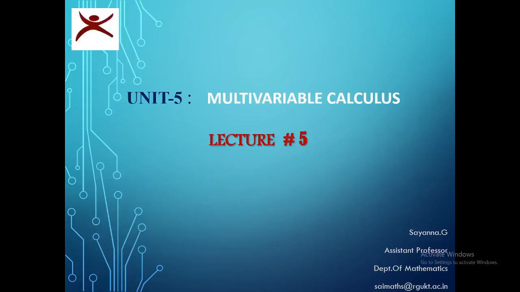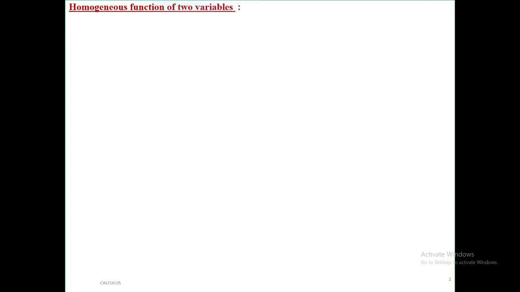Hi everyone, now we are at unit number 5, Multivariable Calculus, lecture number 5. Homogeneous function of two variables, definition.